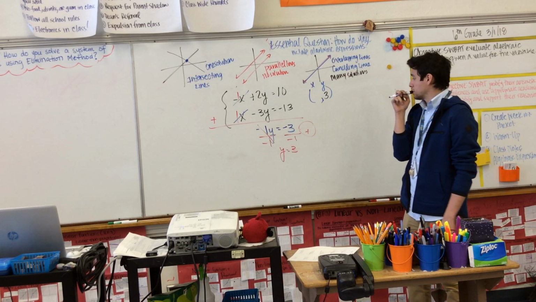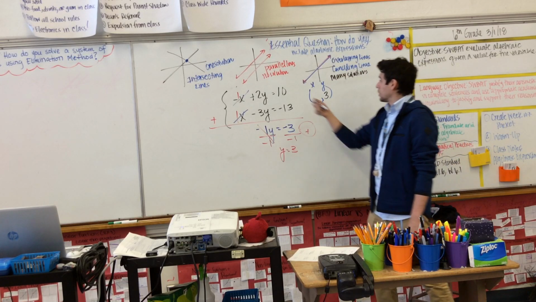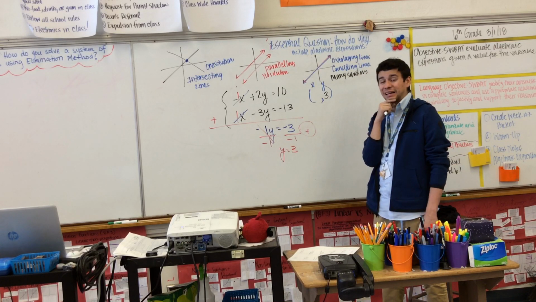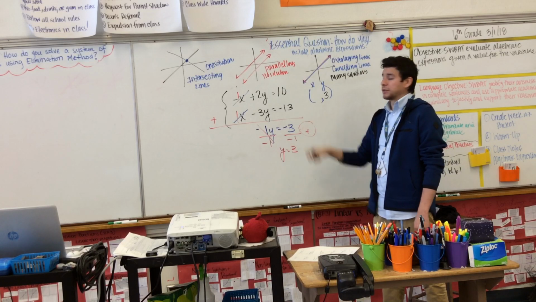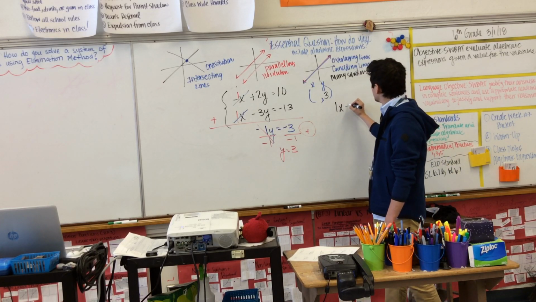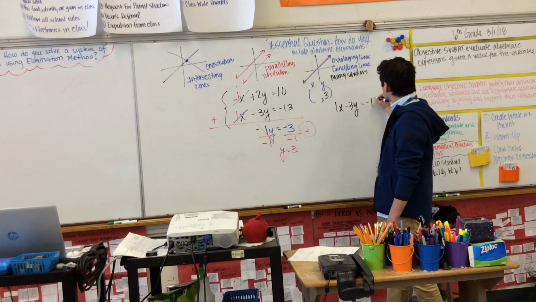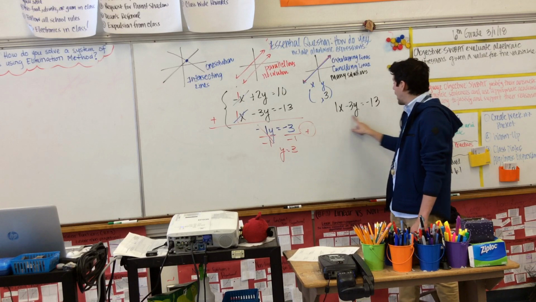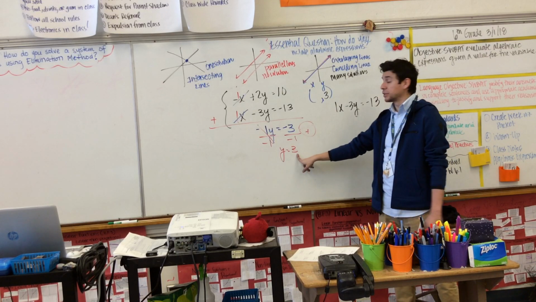Well, which one do you want to use for x? Do you want to use the top one or the bottom one? They're both nasty, I can tell you that. I'm going to go with the bottom one. So I'm going to copy the bottom one: 1x minus 3y equals negative 13. There it is. So wherever I see a y here, I'm putting a 3.